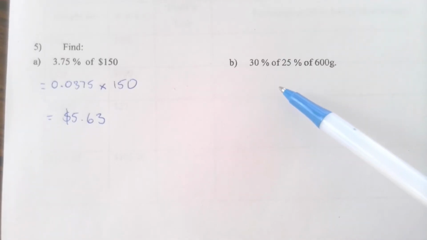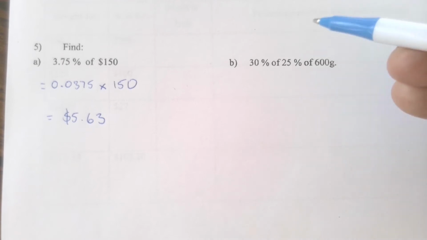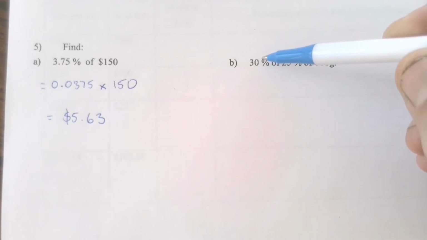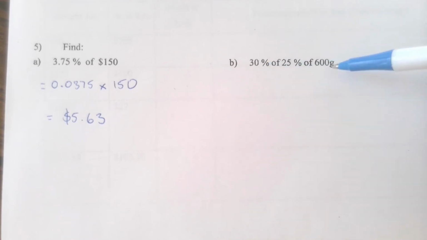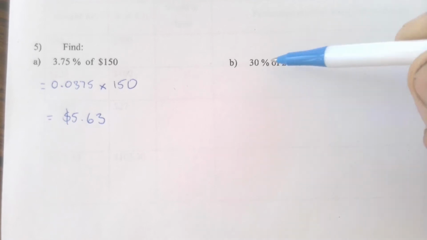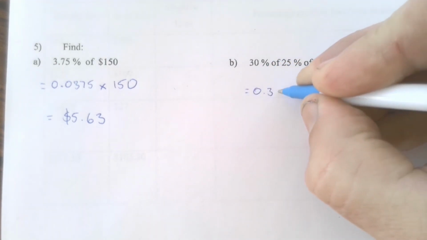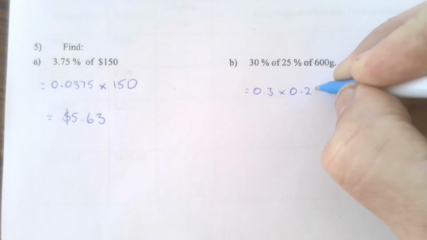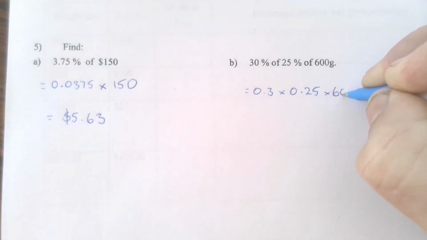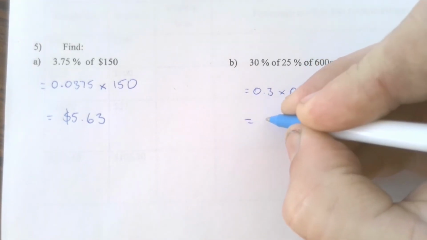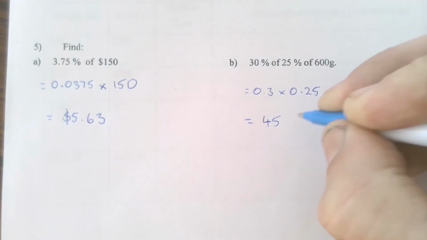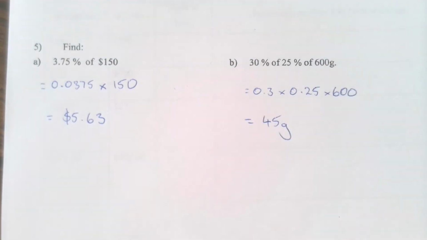Five B is a bit of a weird question. Probably not a very realistic sort of question, but it doesn't matter. You don't need to get confused because it's just 30% times 25% times 600. So let's just turn these into decimals and it'll make life a bit easier. So this will be 0.30 multiplied by 0.25 multiplied by 600. And then you can just pop it in your calculator and the answer will be 45. Don't forget your units, which are grams.